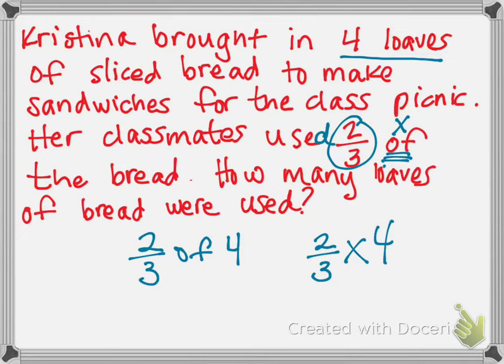And so step 1 is to turn the 4 into a fraction. Step 2 is to multiply numerator by numerator, denominator by denominator. And then step 3 is to simplify.